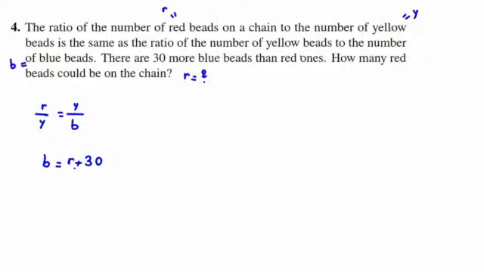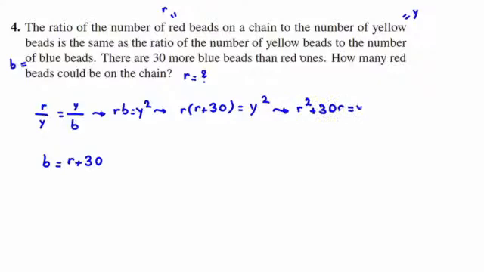So if I replace B with R plus 30, and let's cross multiply, R times B equal to Y times Y, Y squared. And so B, we replace it with R plus 30. R times R plus 30 equal to Y squared. And then we want to find all possible values of R. Okay, so if we expand, R squared plus 30R equal to Y squared.